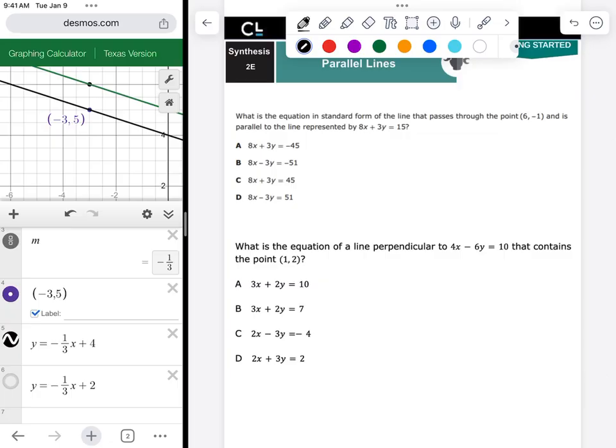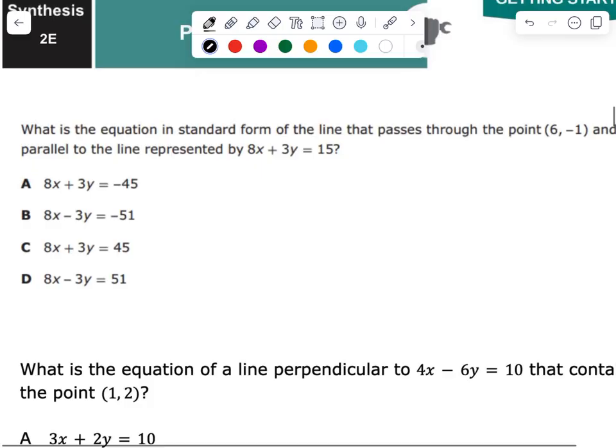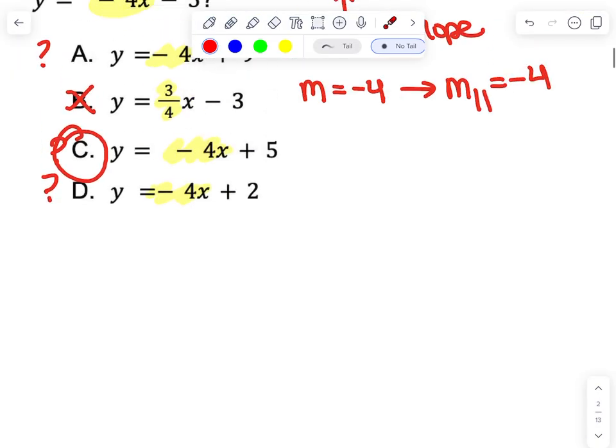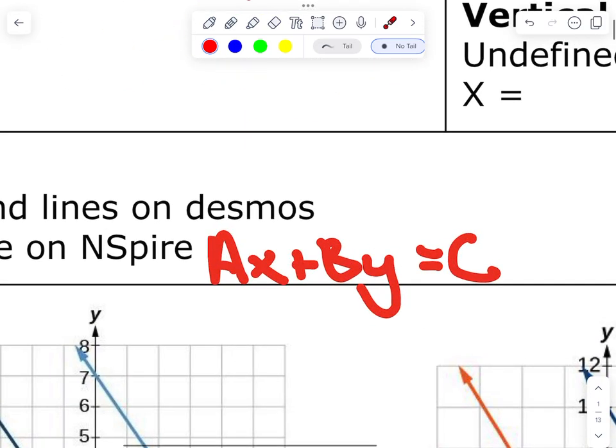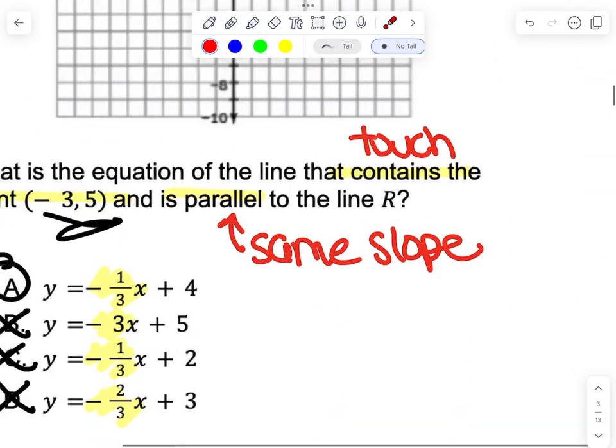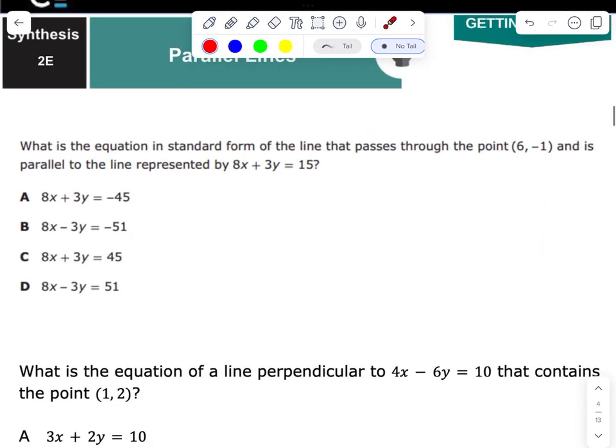All right. I'm actually going to put Desmos away, and you'll see why in a second. What is the equation in standard form of the line that passes the point 6, negative 1 and is parallel to the line represented by 8x plus 3y equals 15? Ladies and gentlemen, this is that lovely standard form I was mentioning, ax plus by equals c. It starts with an x value. This means you're going to use true, false.